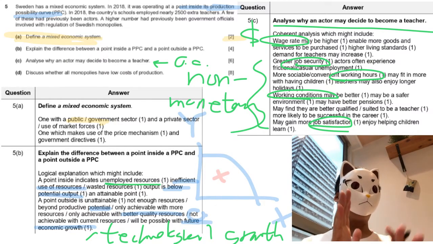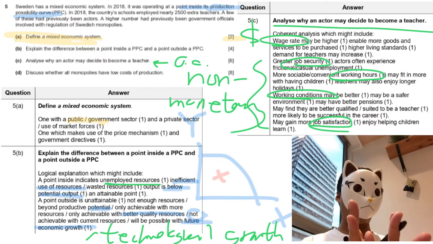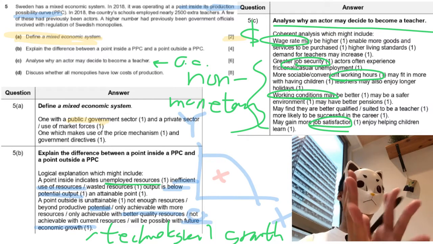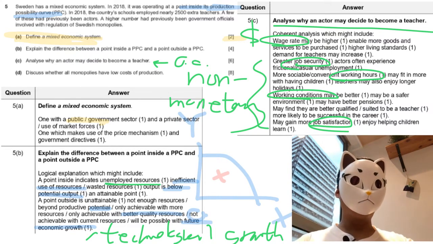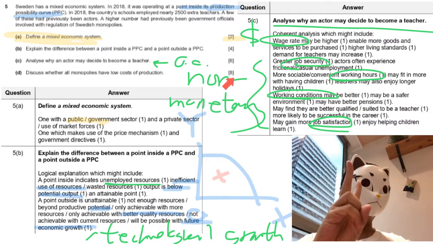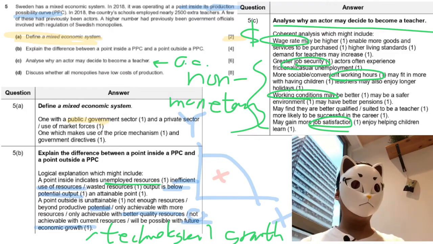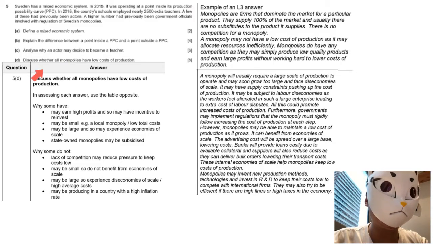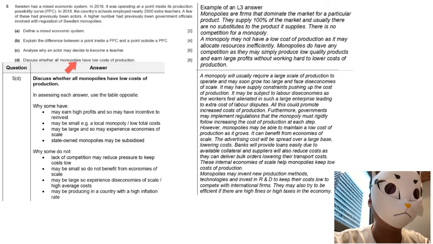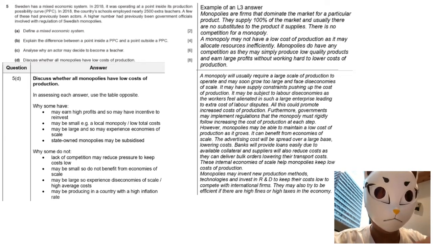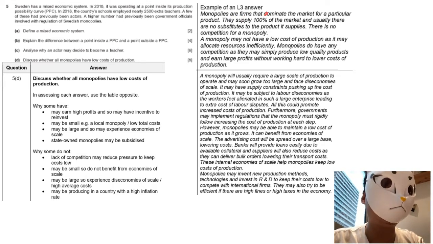Candidates who would achieve full marks must assess both number 1, monetary cost, and number 2, non-monetary cost. That's the way to achieve full marks. For part D, we have to discuss whether monopolies always have a low cost of production. Now let's take a look at the example of a level 3 answer.